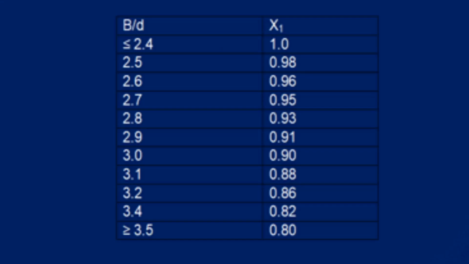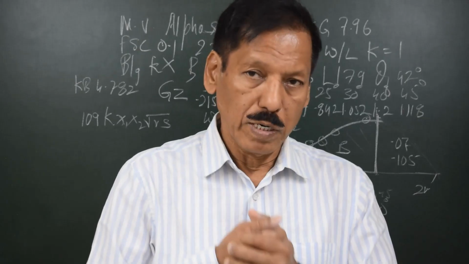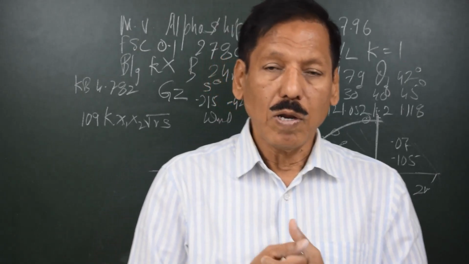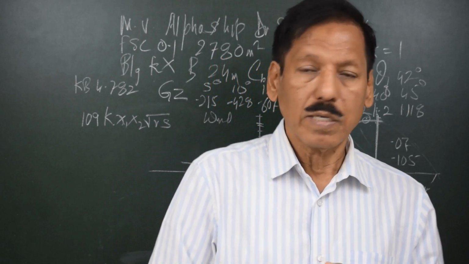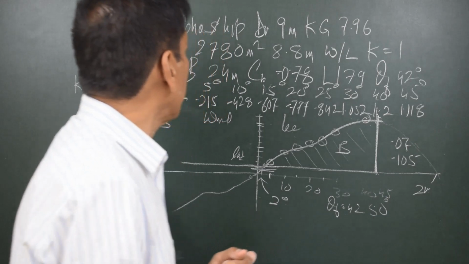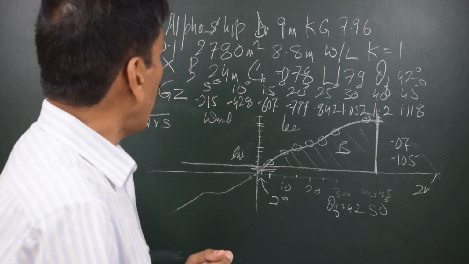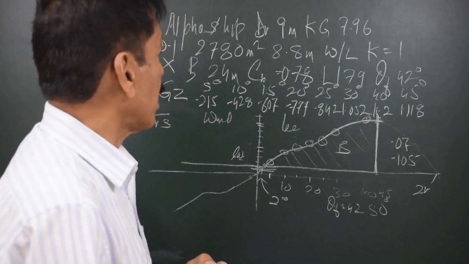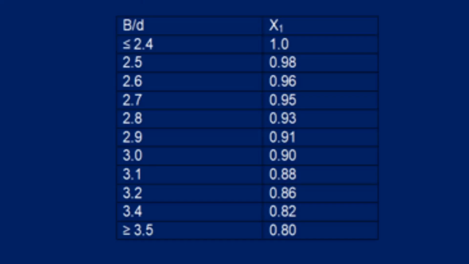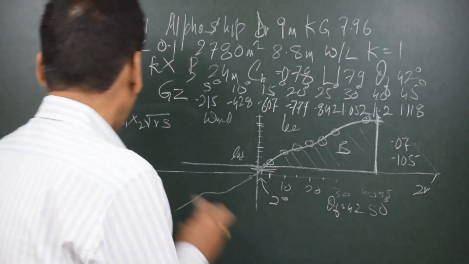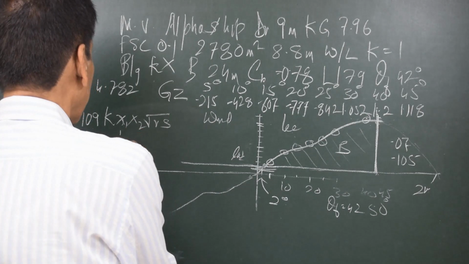Table 1 is dependent on the ratio of molded breadth and molded draft, and the value that is obtained is called x1. Now what is our molded breadth here? Molded breadth is 24 meters, and what is the molded draft? It is to be taken as 9 meters. So 24 upon 9, 2.67. If it is 2.67, I would say 0.95 can be taken as x1. So x1 is 0.95.